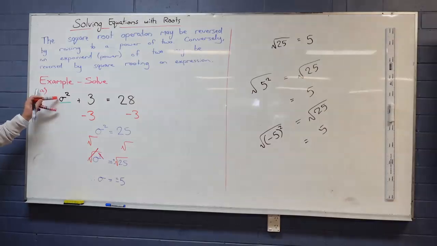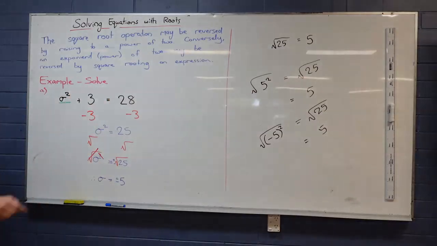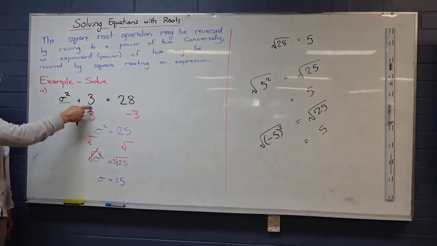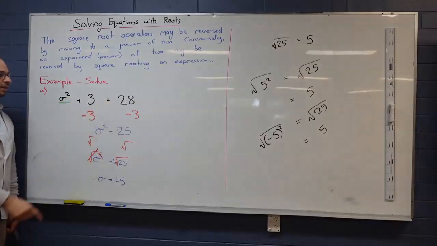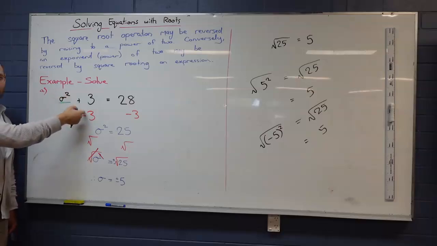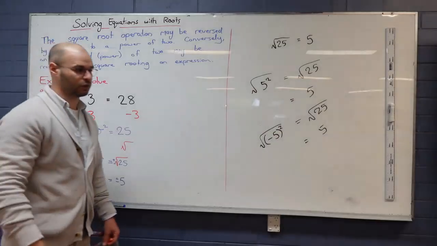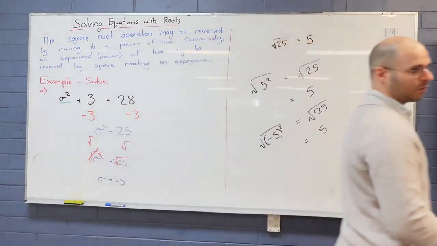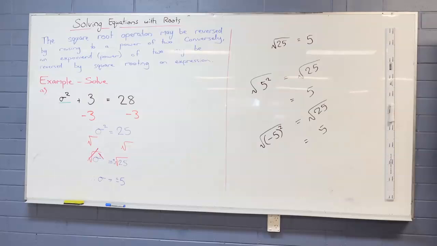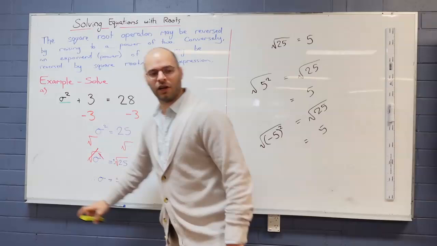If you put 5 back in this equation here, you're still going to get 25 coming out. So if I go 5 squared plus 3, it'll give us 28. If we go minus 5 squared, we'll get 25 plus the 3, we get 28. So there are two solutions, or two values for sigma, that will give us the solution we desire. Are there any questions? Okay.